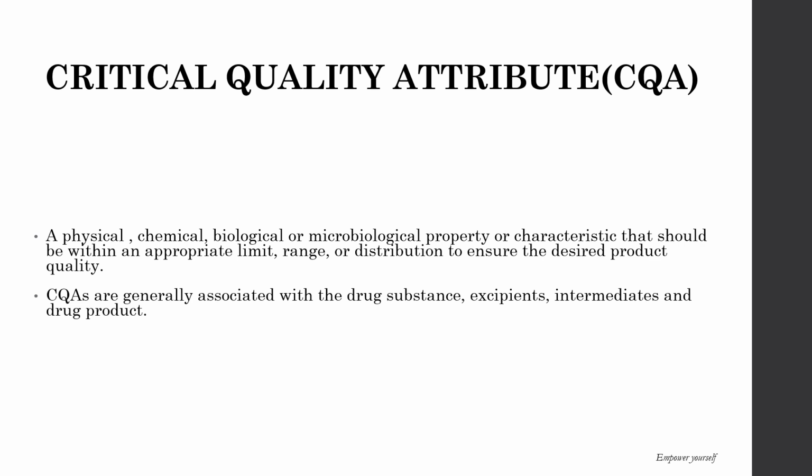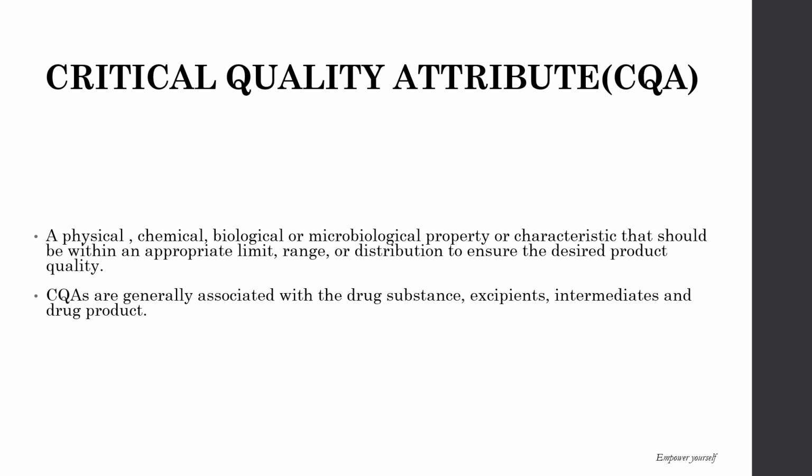So here all the things come into place like physical property, chemical property, biological as well as microbiological. So all this should be within the appropriate limit range, and this will determine or ensure that our product is within the specification limit and it is producing the desired quality. So critical quality attributes are generally associated with the drug substance, excipients, intermediates, and drug product.